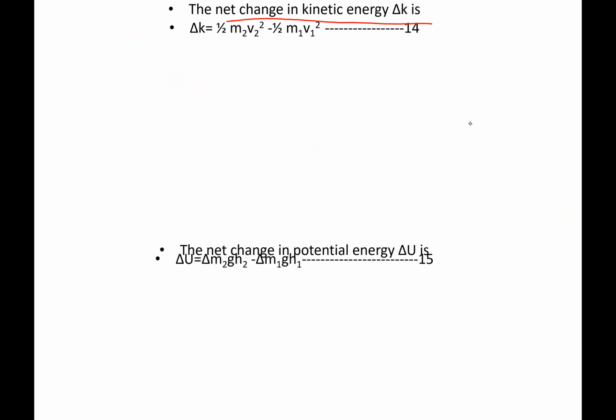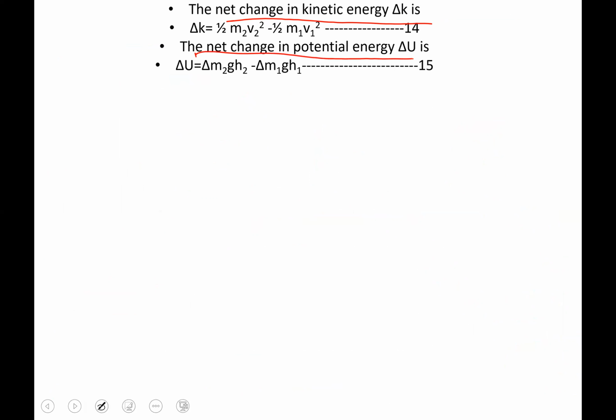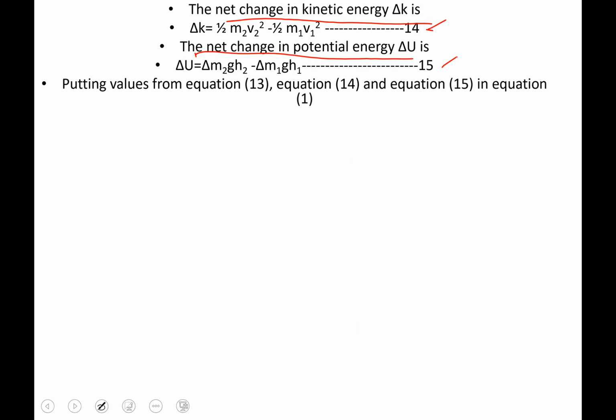Similarly, what about the potential energy? The net change in potential energy can be given as delta U, which is equal to delta M2 G H2 minus delta M1 G H1. Let us call these equations 14 and 15 respectively. Now, what about the total change in energy? Putting the values of equation 13 and 14 in equation 15, sorry, in equation 1.